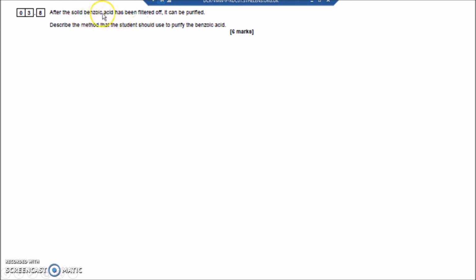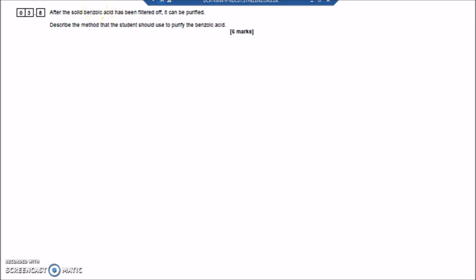Let's talk it through. Solid benzoic acid has been filtered off, it can be purified. So the idea is that you dissolve this in the minimum amount of a hot solvent so that it only just dissolves. Any impurities won't dissolve and can be filtered off using reduced pressure filtration or vacuum filtration.